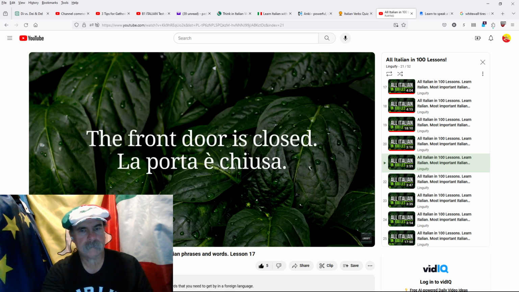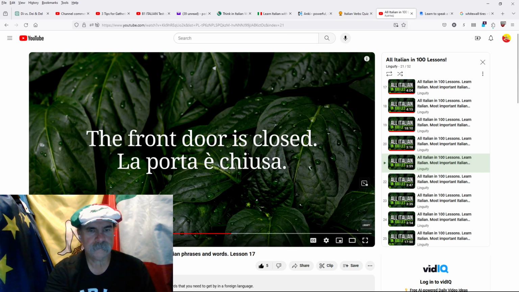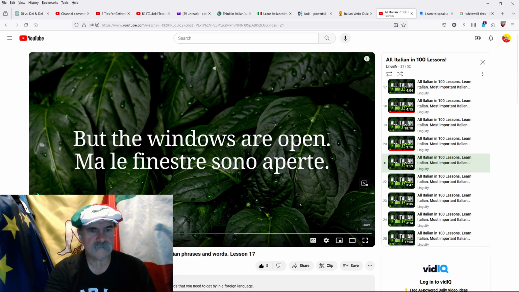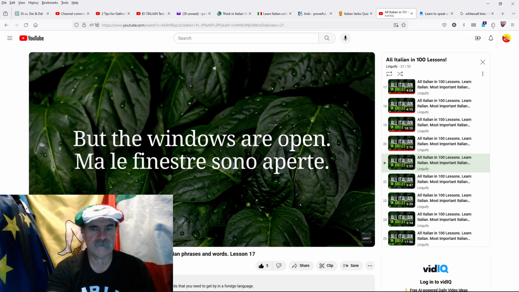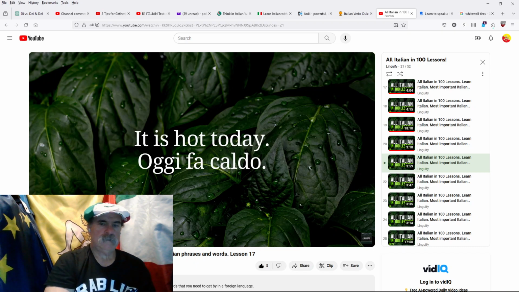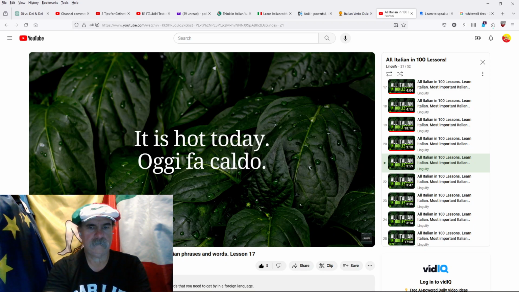The front door is closed. La porta è chiusa. But the windows are open. Ma le finestre sono aperte. It is hot today. Oggi fa caldo.